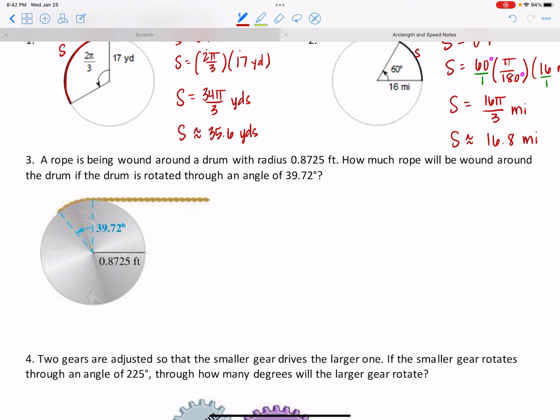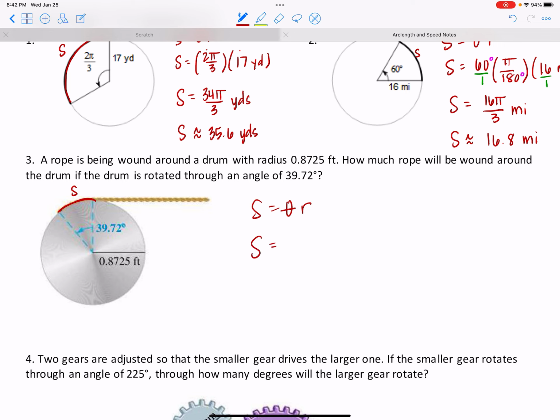So if we look at number 3, a rope is being wound around a drum with a radius of 0.8725 feet. How much rope will be wound around the drum if the drum is rotated through an angle of 39.72 degrees? So we know the angle of rotation, and we know the radius. What they want to know is how much rope is going to end up coming along the circle, how it's going to wind there after that degree of rotation. So how much rope is that for that rotation? Again, that's arc length. So our arc length is our angle multiplied by our radius.